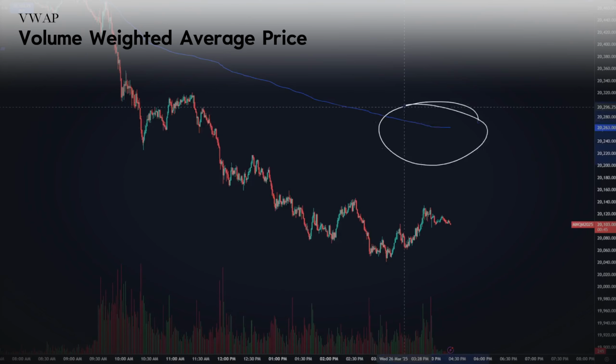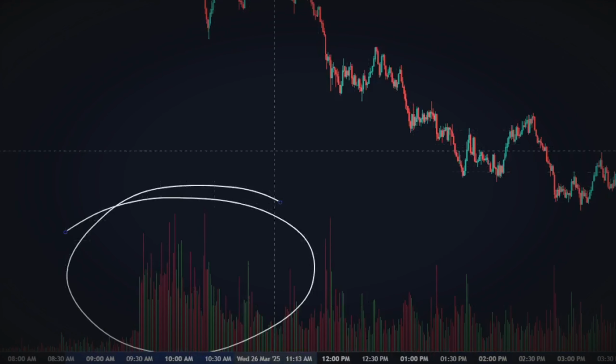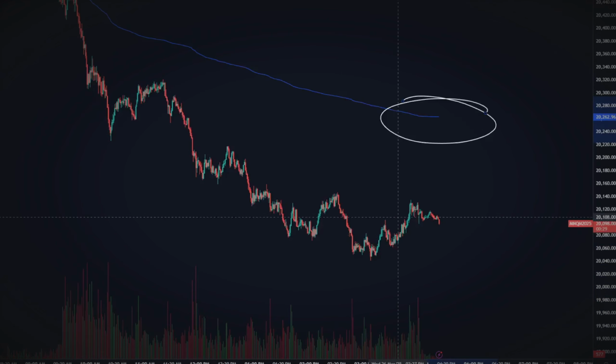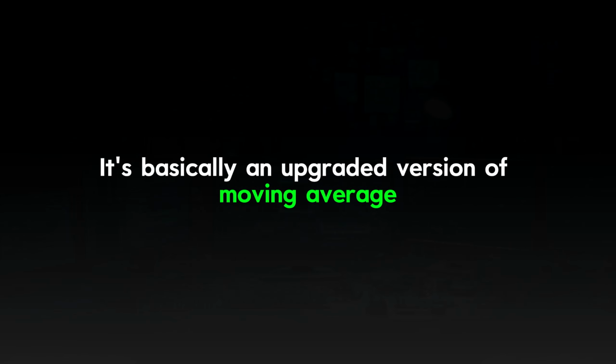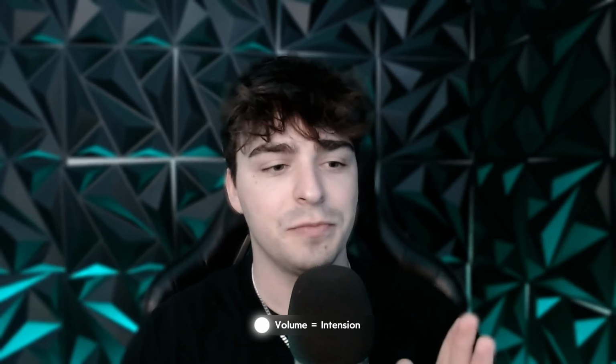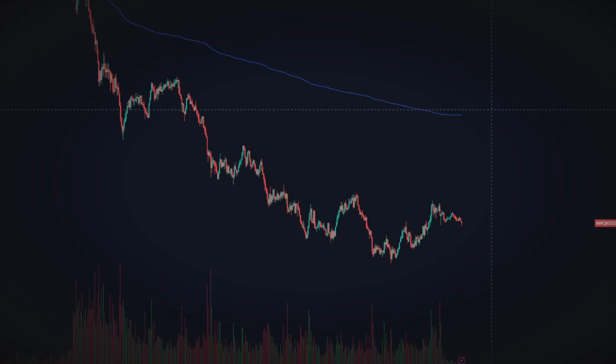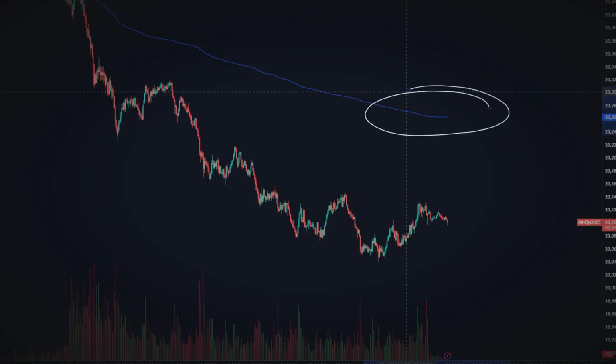For those of you that don't know what VWAP is, VWAP stands for Volume Weighted Average Price. Very simply put, it's an average price that takes volume into account. If you have more volume at a certain price level, that price level is going to be more weighted when calculating the average price. So it's basically an upgraded version of a moving average that actually takes the volume into account, and volume equals intention. The more volume you have, the more power you have, right? So it's important to factor in the volume when calculating your average price. That is the volume weighted average price.